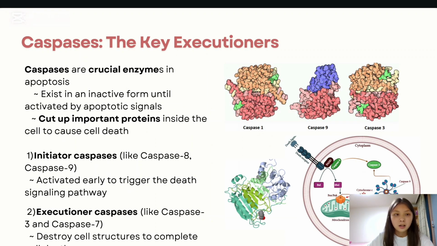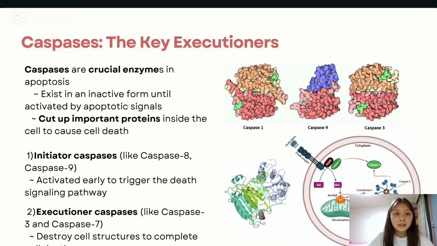So yeah, our next topic is caspases. Caspases are crucial enzymes that carry out apoptosis. They are similar in function to proteases, enzymes that break down proteins, because caspases also cut up important proteins, and that leads the cell to die.